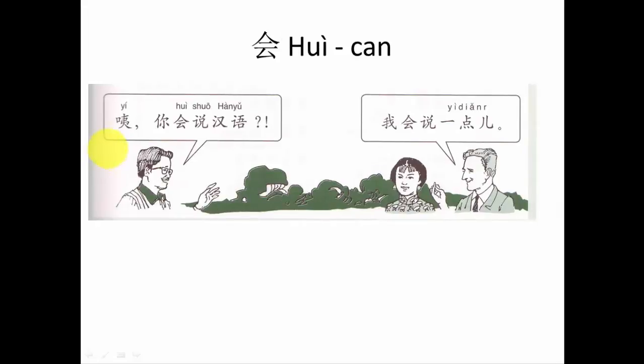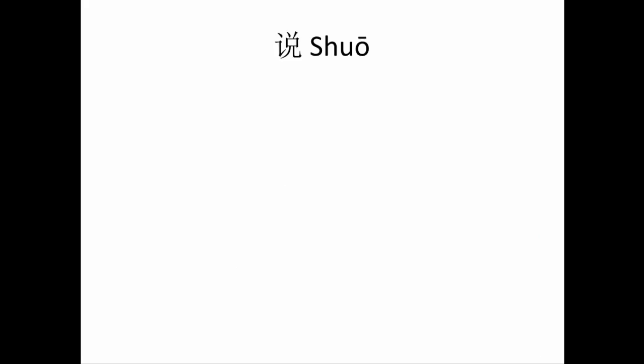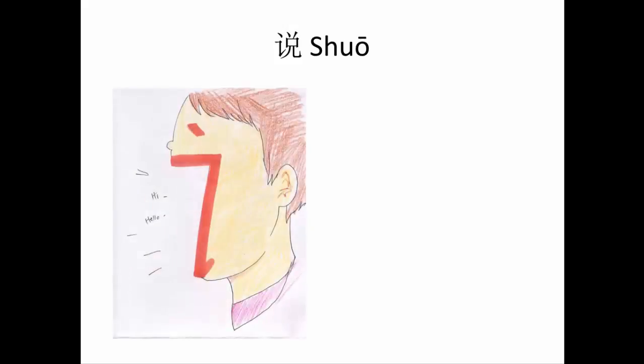The next character you have to write, huì, can. We see this in the sentence, 你会说汉语?我会说一点儿。 You can speak Chinese? I can speak a little. It's a combination of 2 radicals, person and cloud. The next character you have to copy is 说, to speak. It has the speech radical.